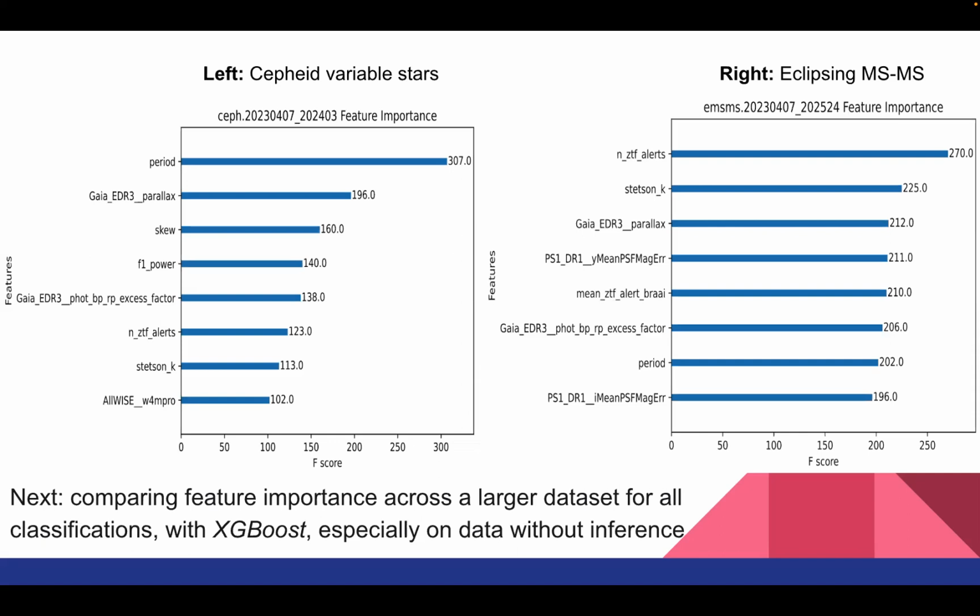ZTF alerts, which is when a new image differs from the reference historical image by more than 5 sigma. An alert is generated for all sources within 2 arcseconds of that. And a variety of other statistical features are important as well. We really need to compare across all objects in the data set and all object types.